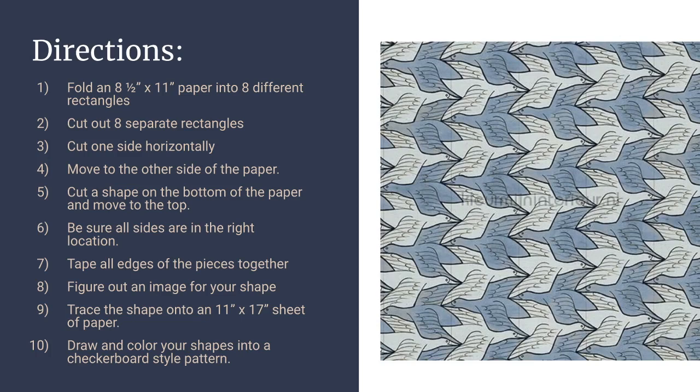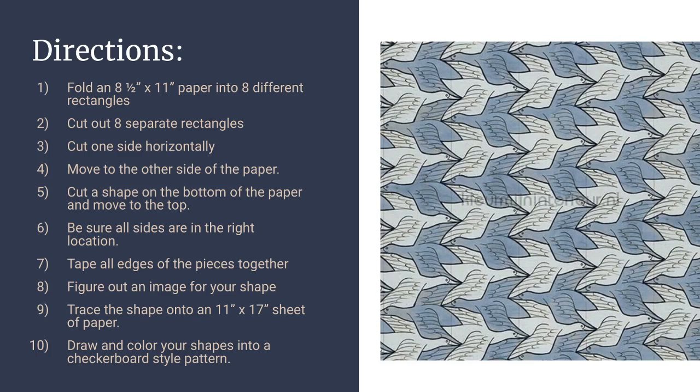Okay, the first thing you want to do is take an 8.5 by 11 sheet of paper, or preferably a piece of cardstock, and you want to fold that into 8 rectangles. So basically, you're folding it in half horizontally, and then you're going to fold it in half vertically. Then you're going to fold it one more time, so that you have 8 different pieces.